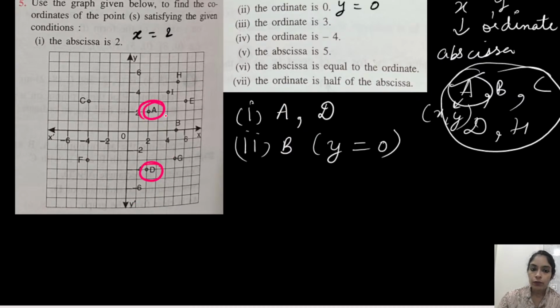So opposite to that point, you have to see which point this is facing. So this point A, if you just look straight along the x-axis, opposite to that on the x-axis we have 2. Same for A also. If you see point A and look just opposite to it on the x-axis, you see the number 2 there. So that means for these coordinates, for A and D, the points' x value is equal to 2. Is it clear now?